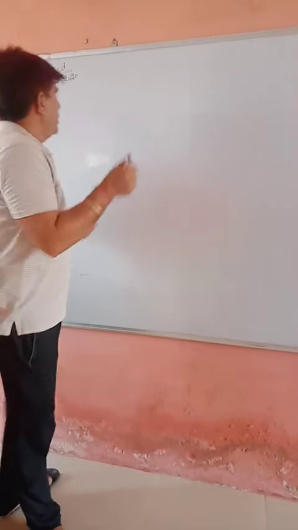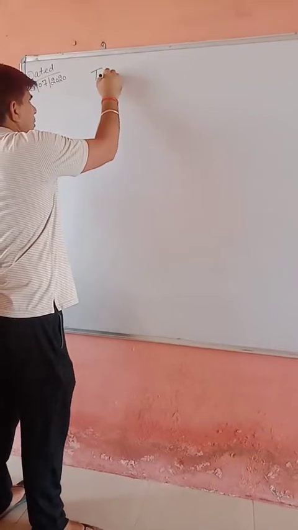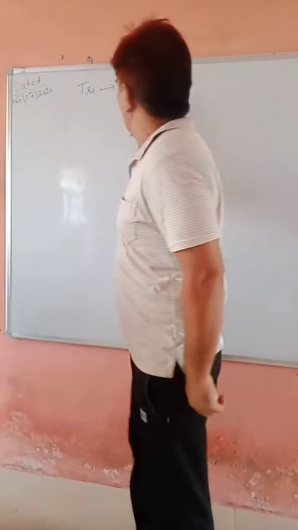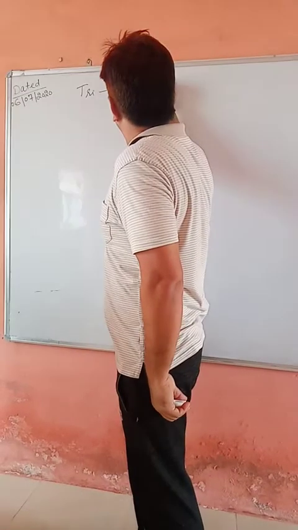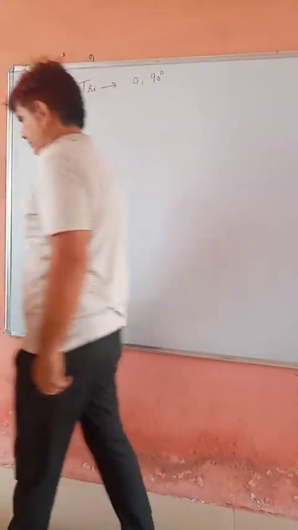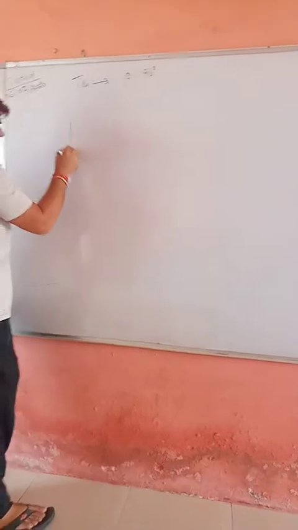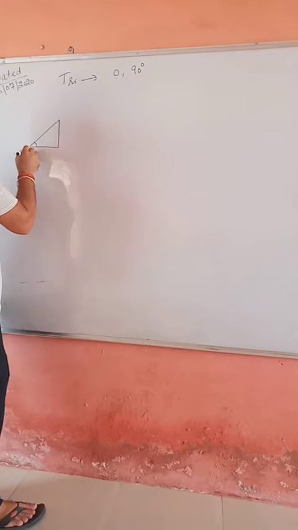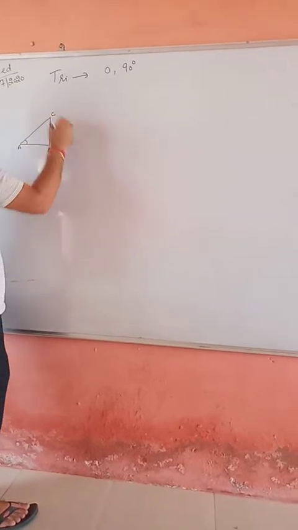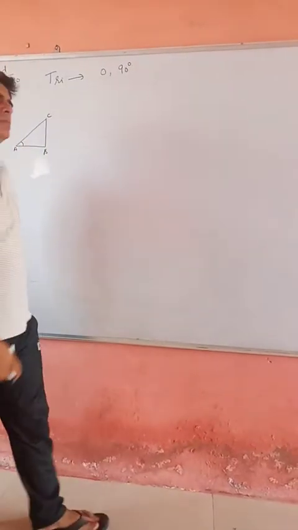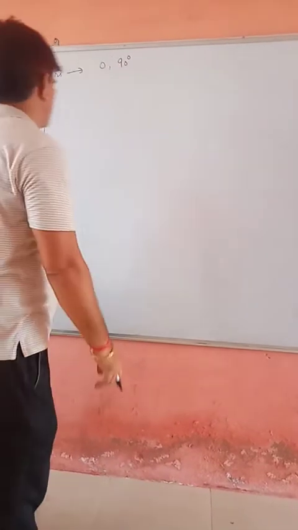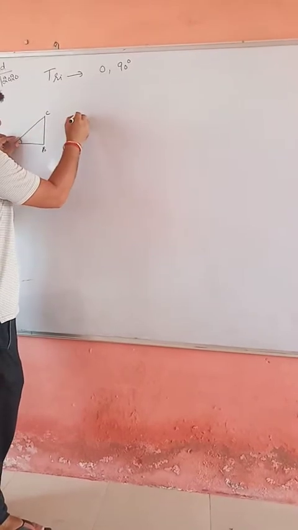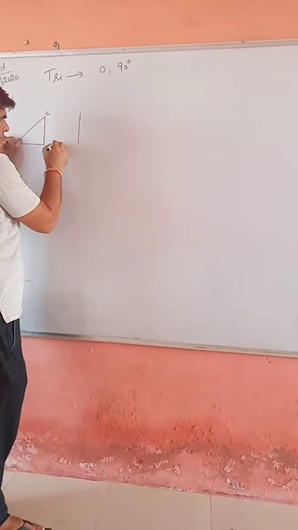So now I will tell you the trigonometric ratios of what degree angles? 0 degree and 90 degree angle. Like this is a right angle triangle. This is A, B, C. So what happened? If we decrease this angle, this side also starts decreasing, like this, like this.